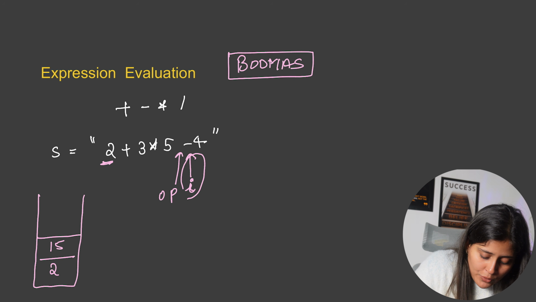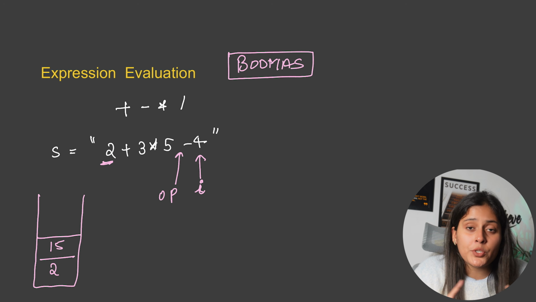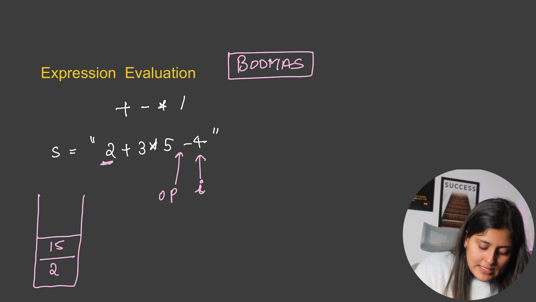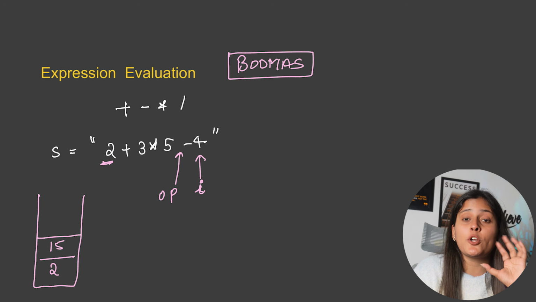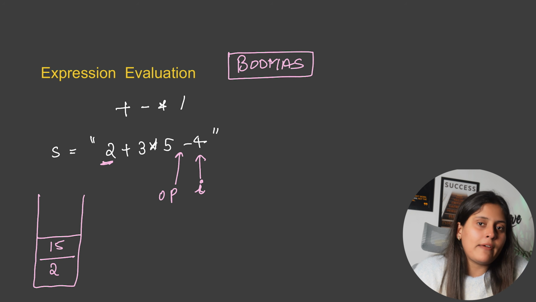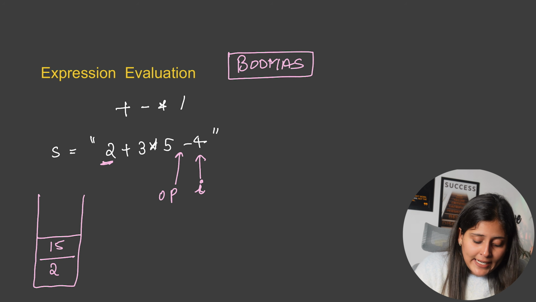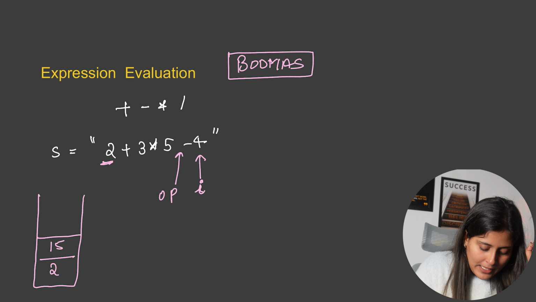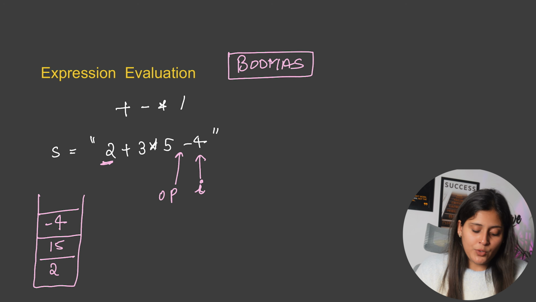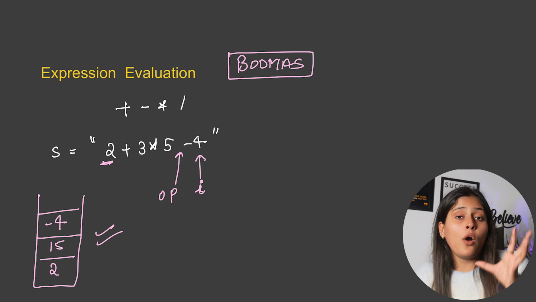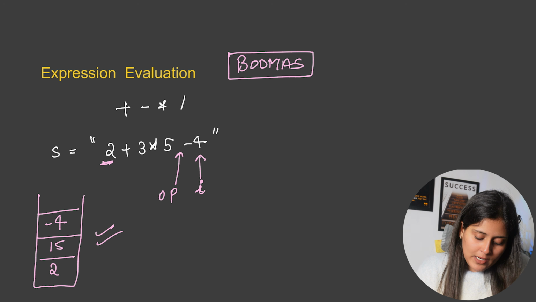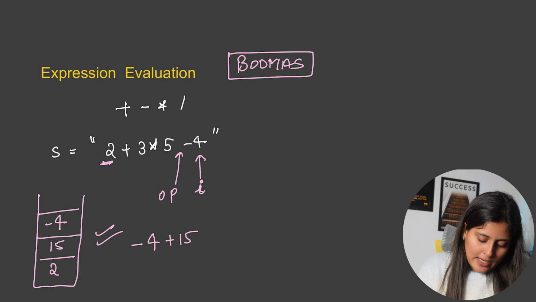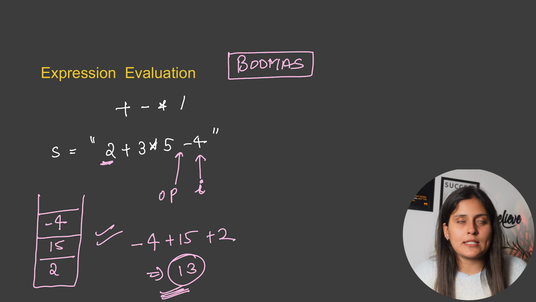Now again I will move to 4. Remember, i will keep moving until it touches a digit value. So now the i is pointing to 4 and the operator you had is minus, and to follow the BODMAS rule you give equal value to plus and minus. So with this negative sign you will insert the 4 in the stack, and at the end you just need to take the summation of all elements of the stack. So the summation of all elements will be minus 4 plus 15 plus 2. So the total is 13, and as per the BODMAS rule 13 is the correct answer here.